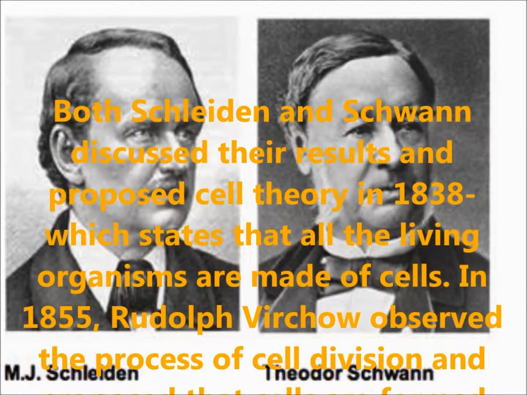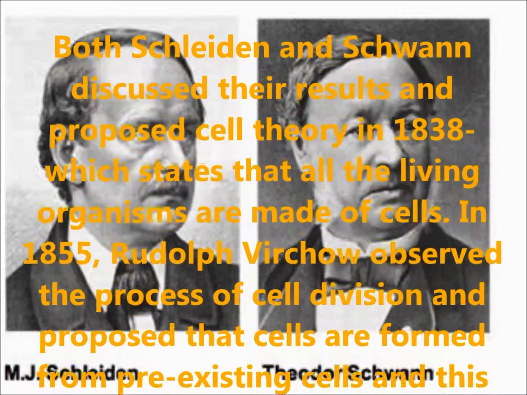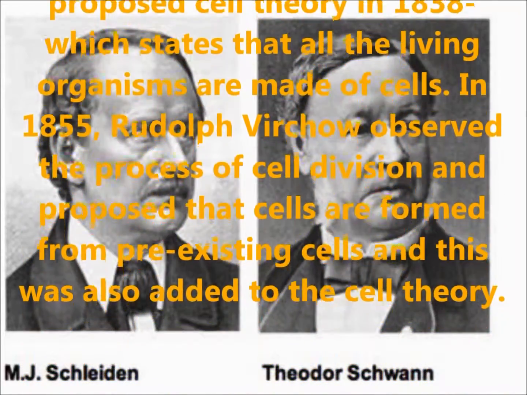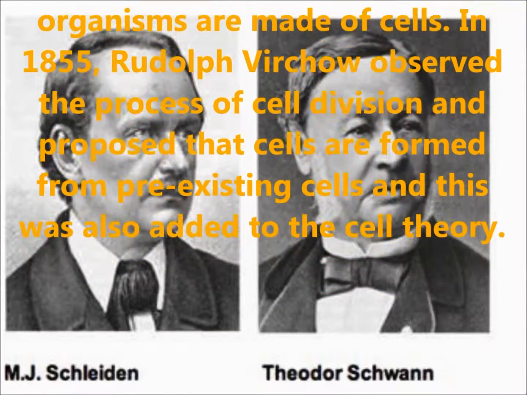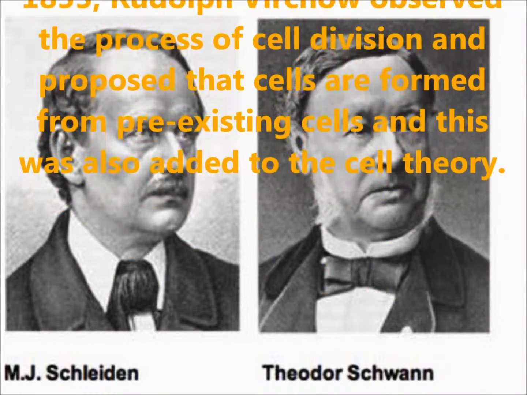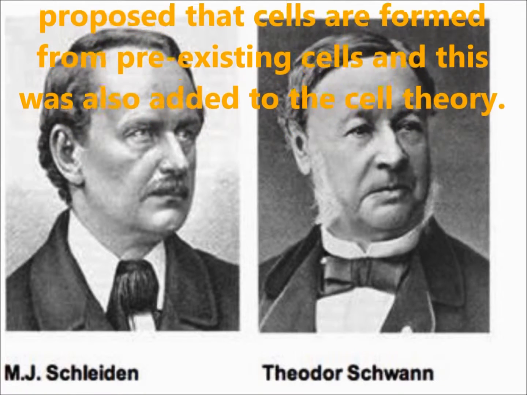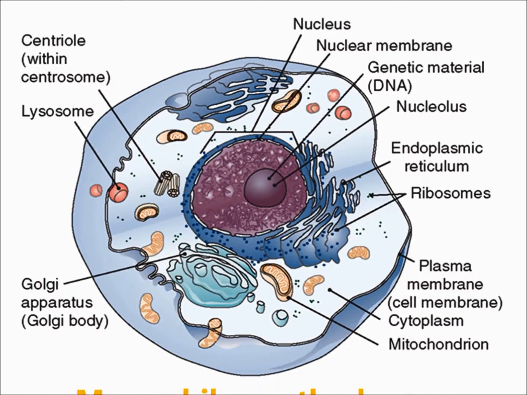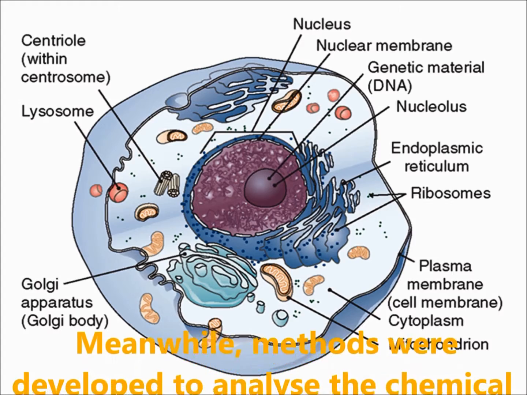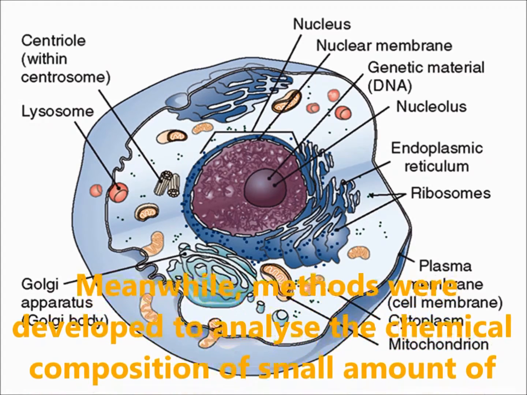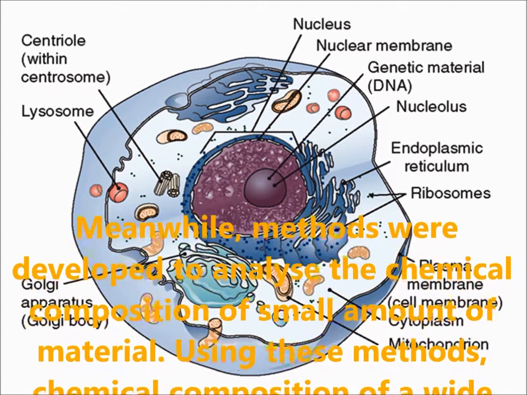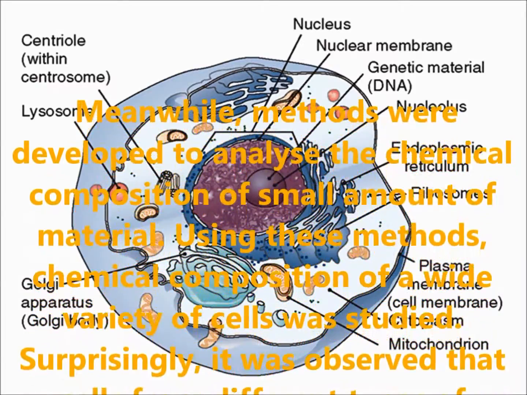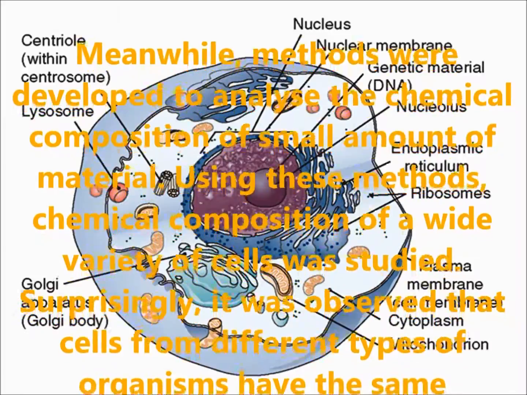It states that all living organisms are made up of cells. In 1855, Rudolf Virchow observed the process of cell division and proposed that cells are formed from pre-existing cells, and this was also added to cell theory. Meanwhile, methods were developed to analyze the chemical composition of a small amount of material. Using these methods, the chemical composition of a wide variety of cells was studied.